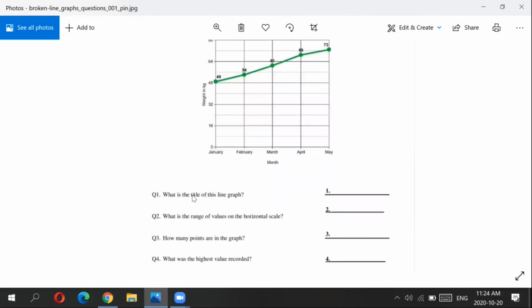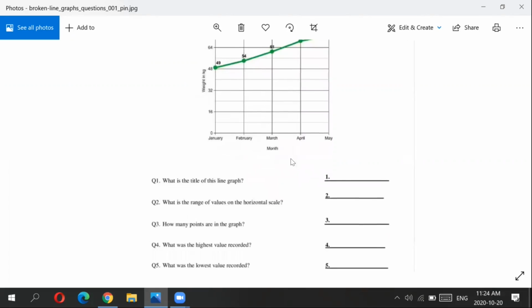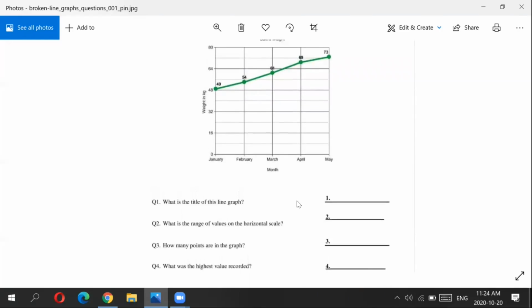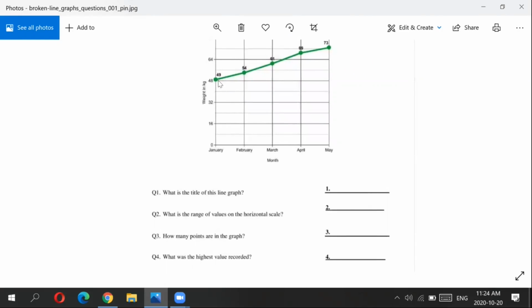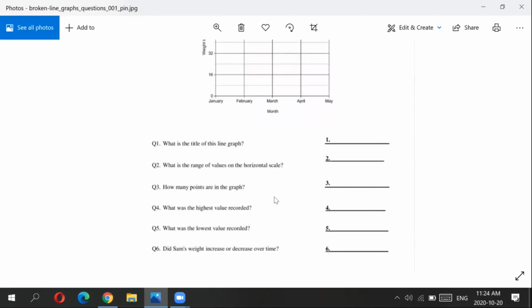Number 1. What is the title of this line graph? Simple. Number 2. What is the range of values on the horizontal scale? Ang pasabot niini mao ang horizontal scale. So, ang answer ani kay January to May, and it represents the months sa horizontal scale na diri. Okay, number 3, how many points are in the graph? Points, ang meaning niini kay mga dots. So, butang nato 5.